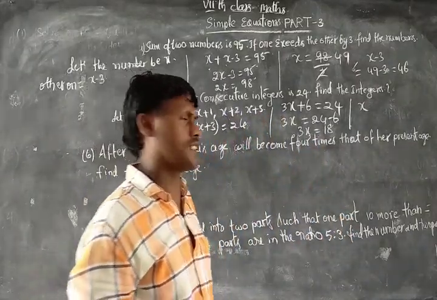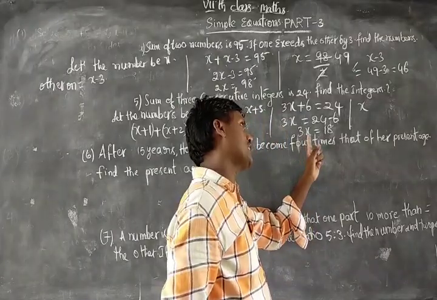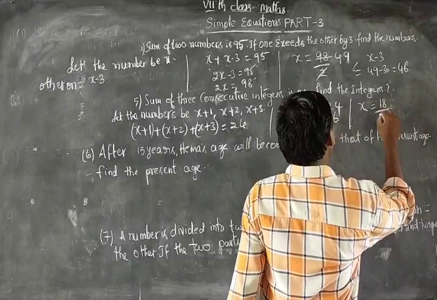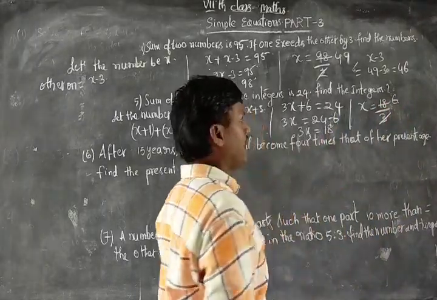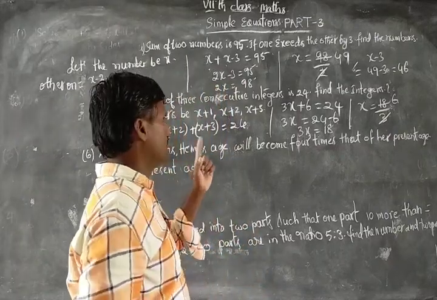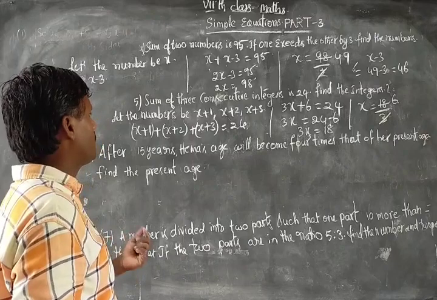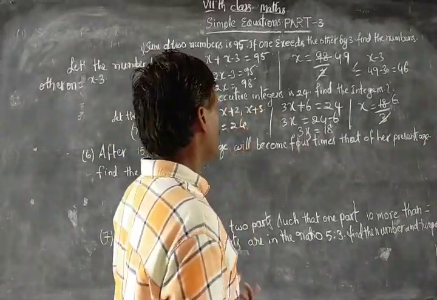We already discussed this a lot of times. 3 is the coefficient of x. So x is equal to 18 by 3, how many times? 6 times. So we did find the x value. Then can you find x plus 1, x plus 2, x plus 3? How would you find that?